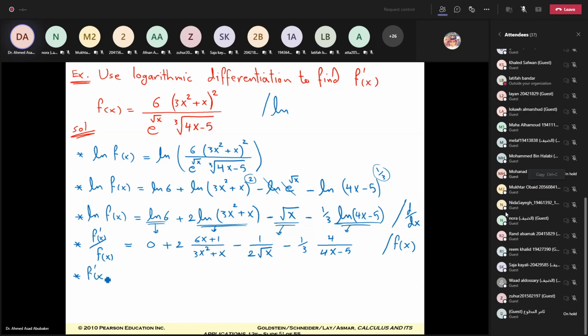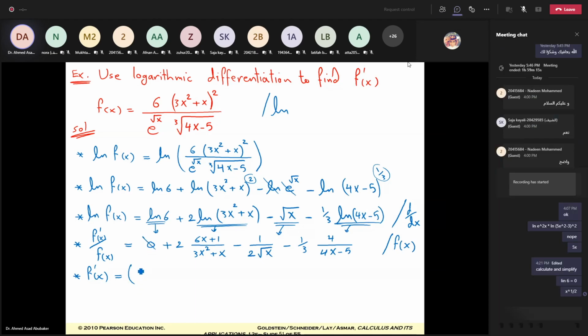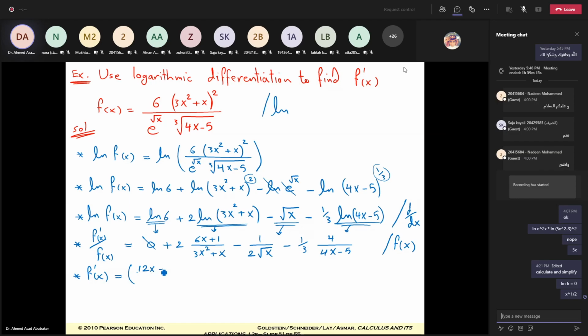f prime of x equal 0, we can remove the 0, 12x plus 2 over 3x squared plus x, minus 1 over 2 radical x, minus 4 over 12x minus 15, and all of these are multiplied by f of x.